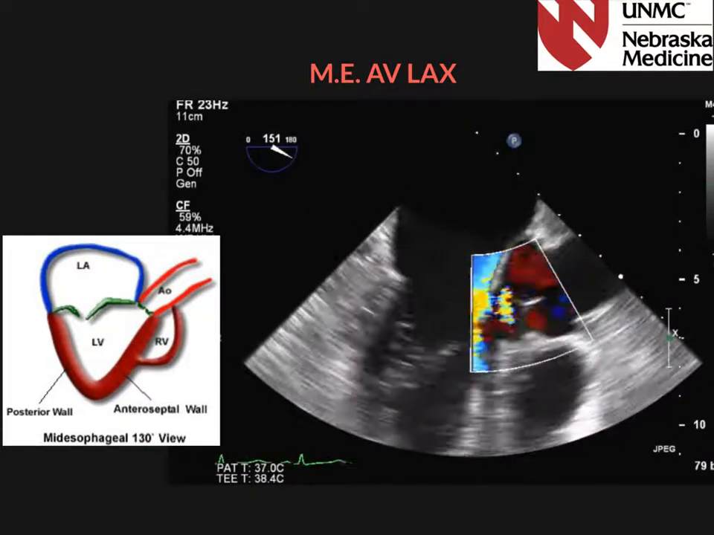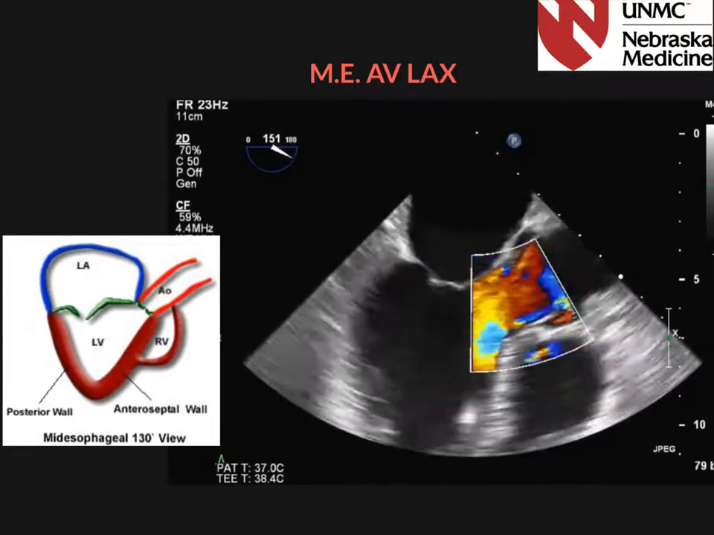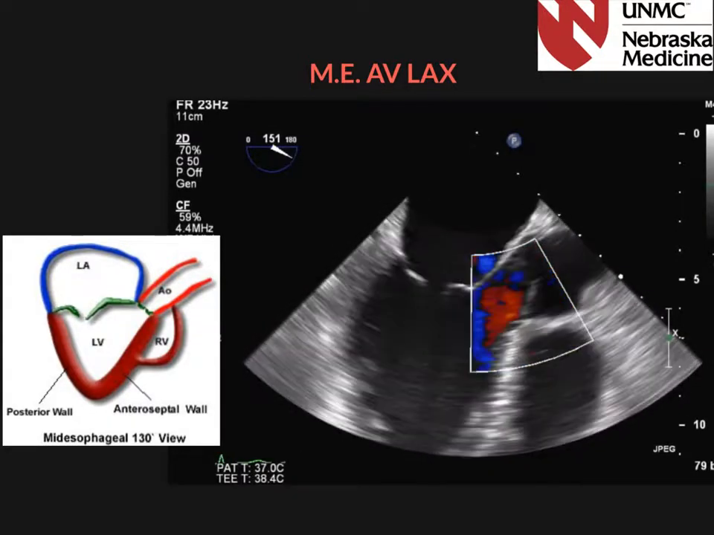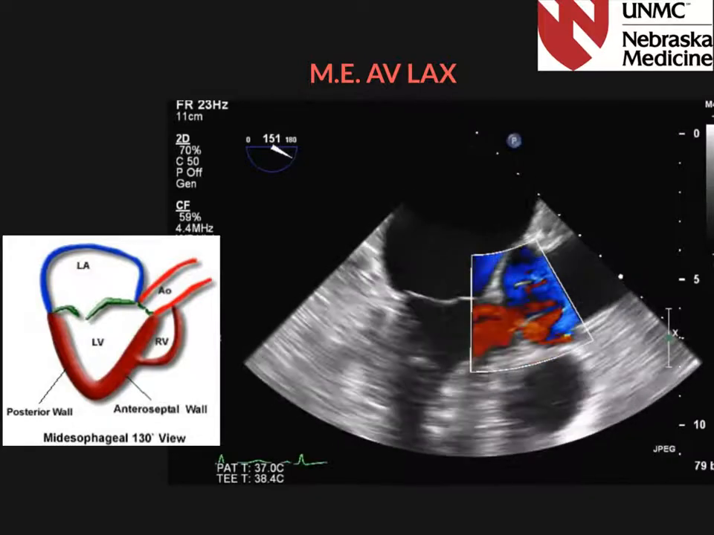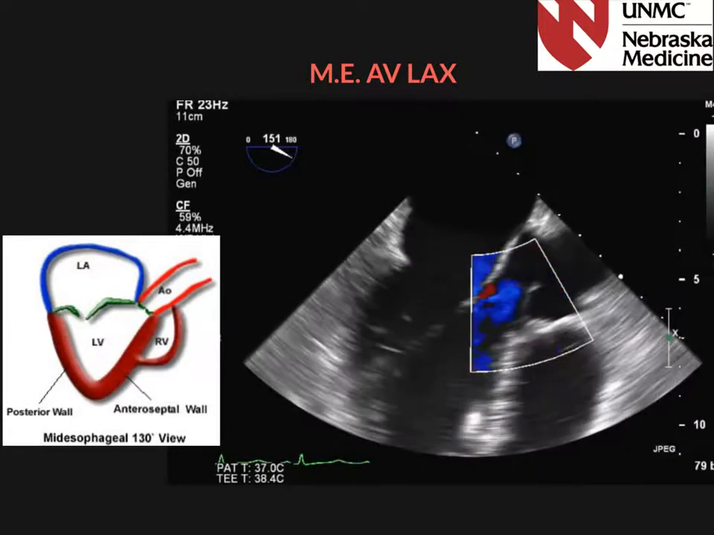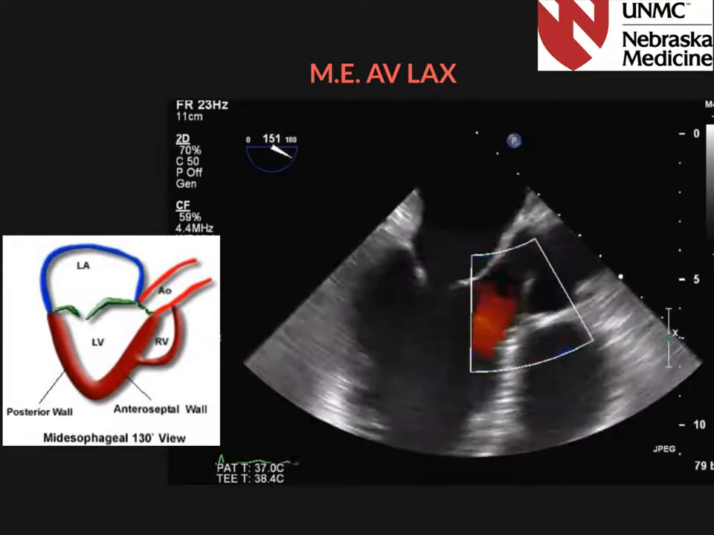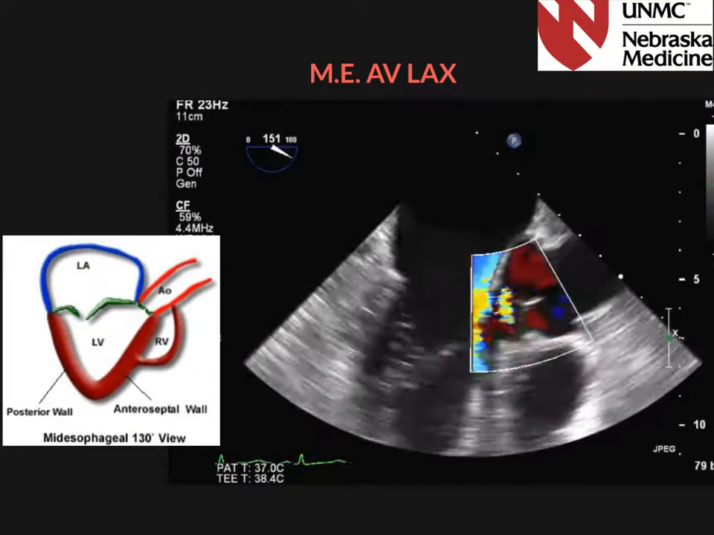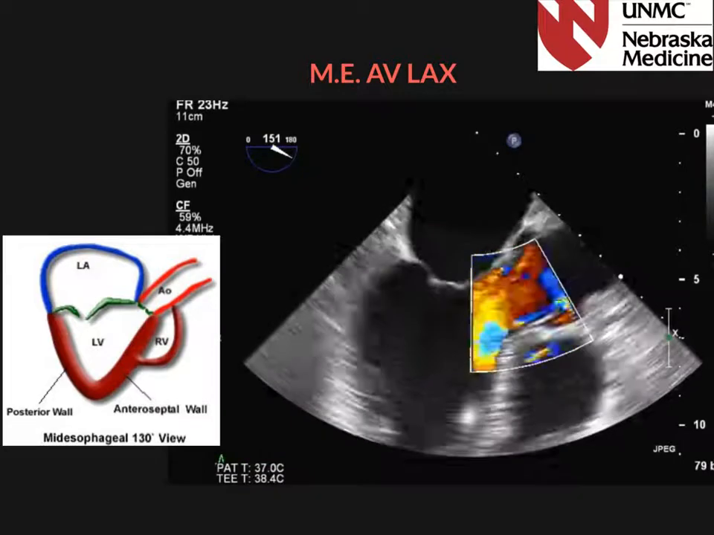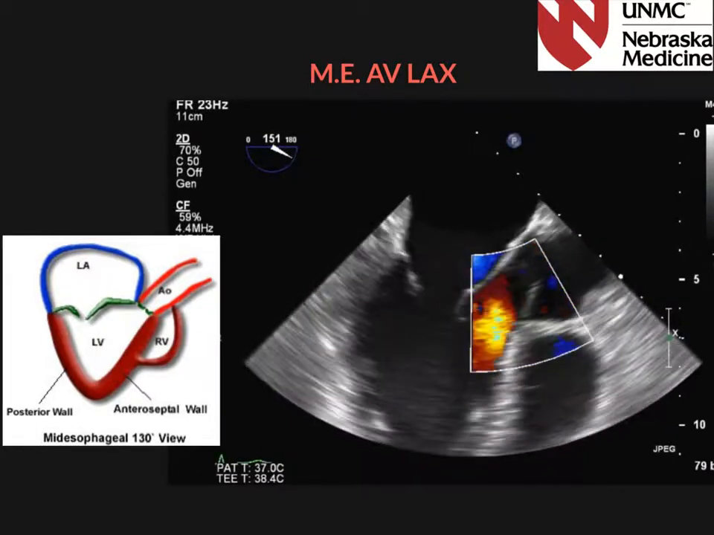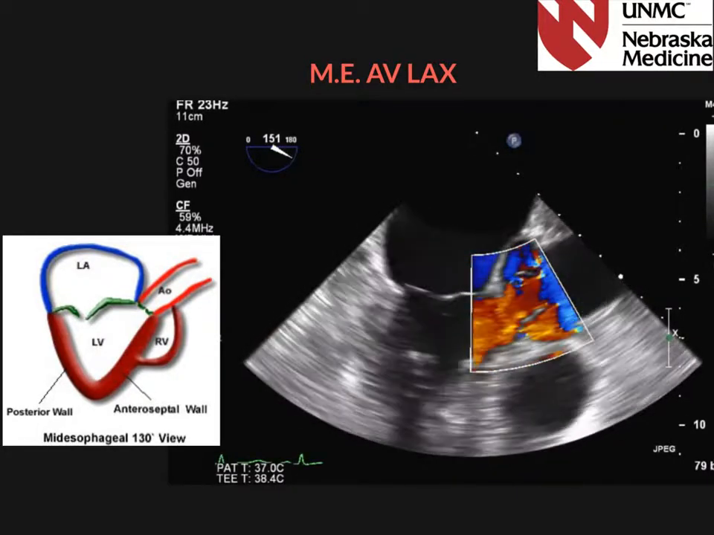Remaining in the mid-esophageal aortic valve long axis view, other things to do include placing color Doppler on the aortic valve to evaluate for any aortic insufficiency. This is also an ideal view to evaluate for any possible vegetations that would be associated with a patient with infective endocarditis.